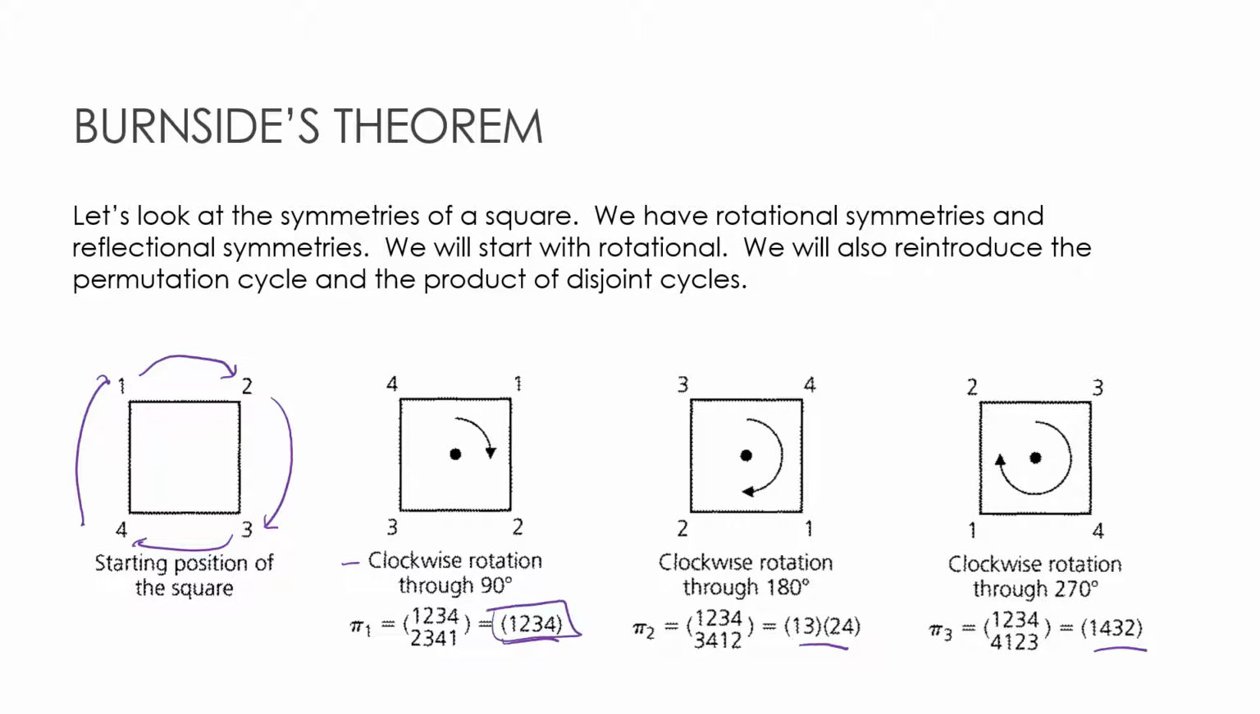So this is my result. If I go clockwise 180, then 1 goes to 3, 3 goes to 1, 2 goes to 4, 4 goes to 2. And again, we should recognize this from the 16.1 video that you should have just watched. And then 270 means I'm going 270 degrees, or 3 pi over 2, and I end up with the new result of 1432.